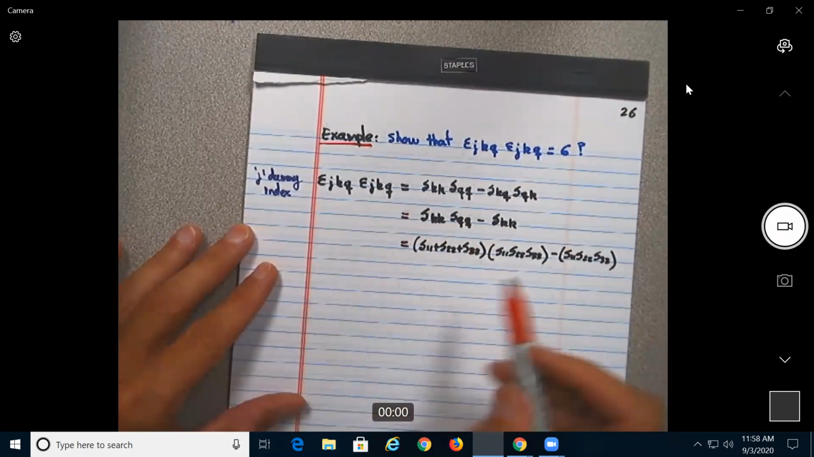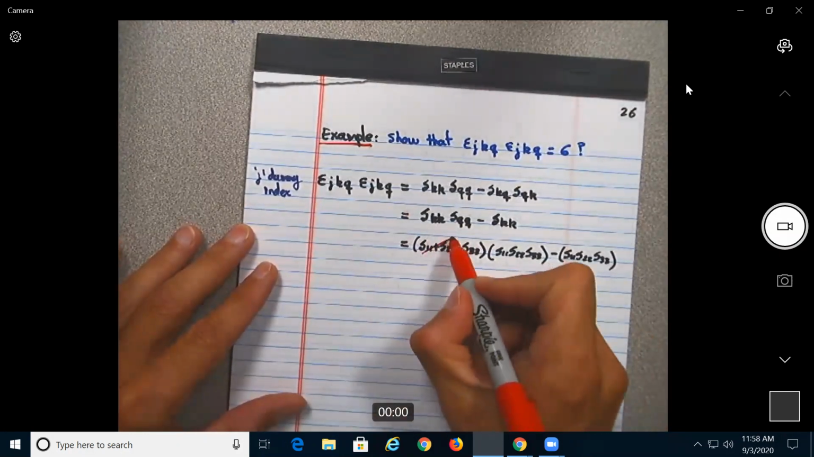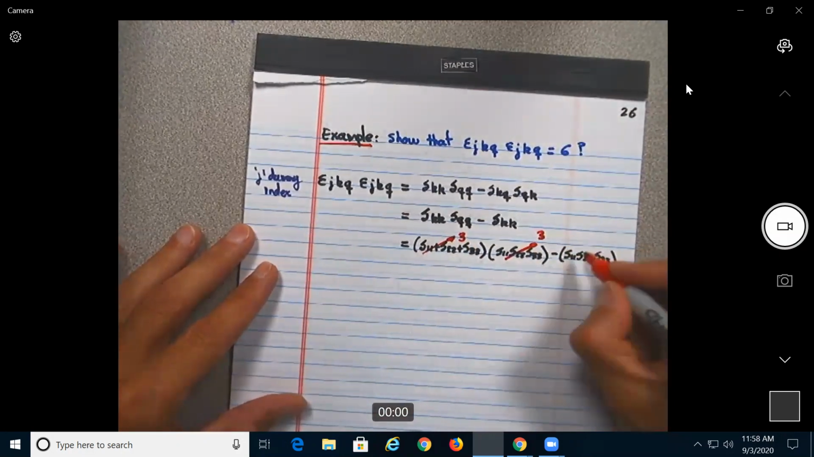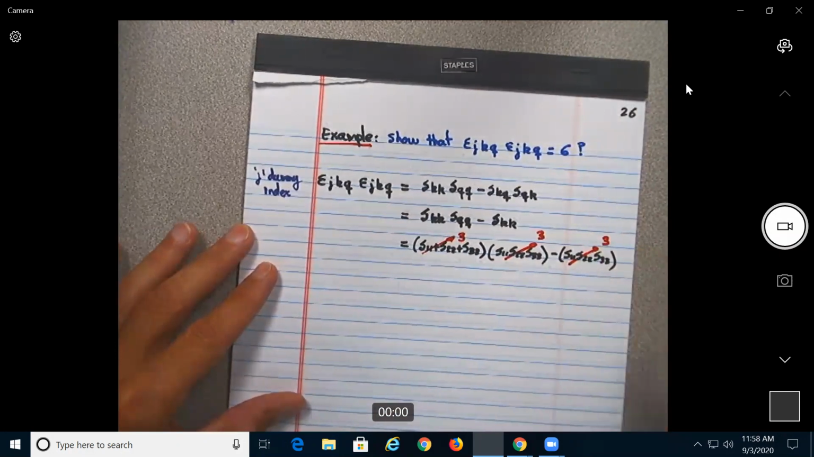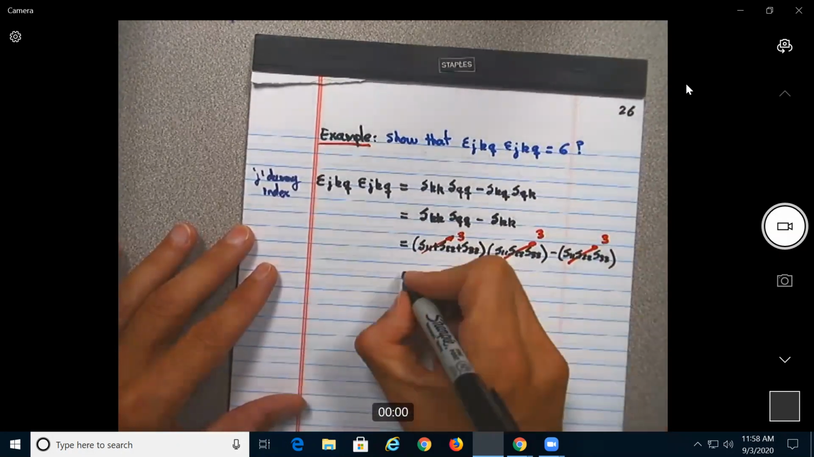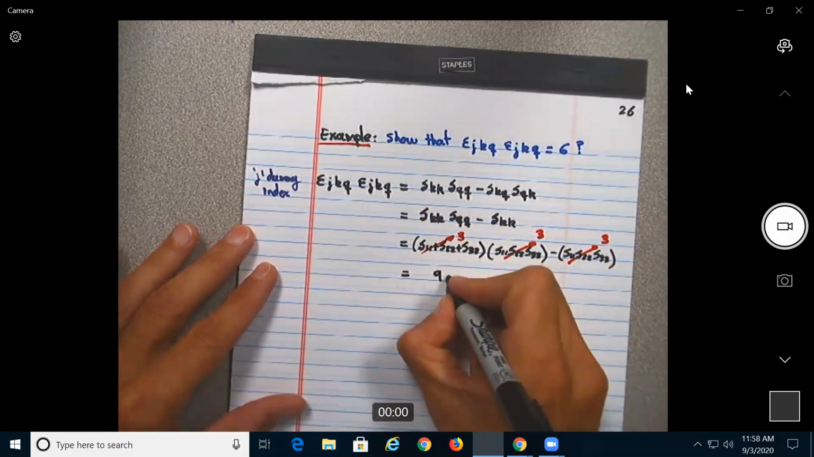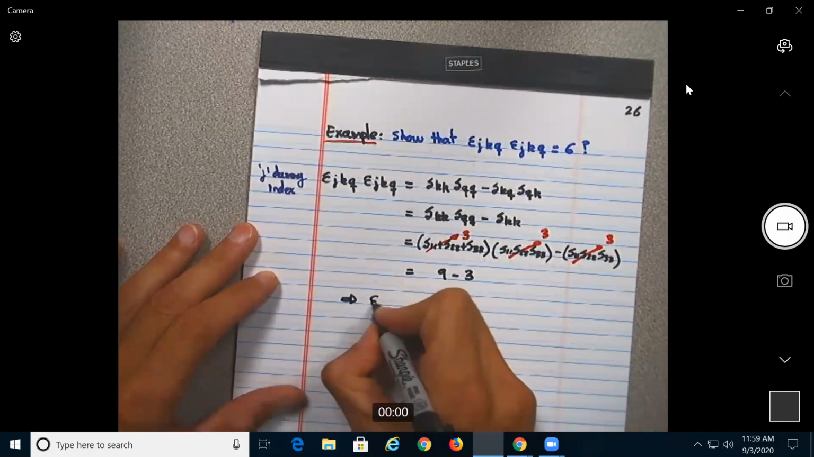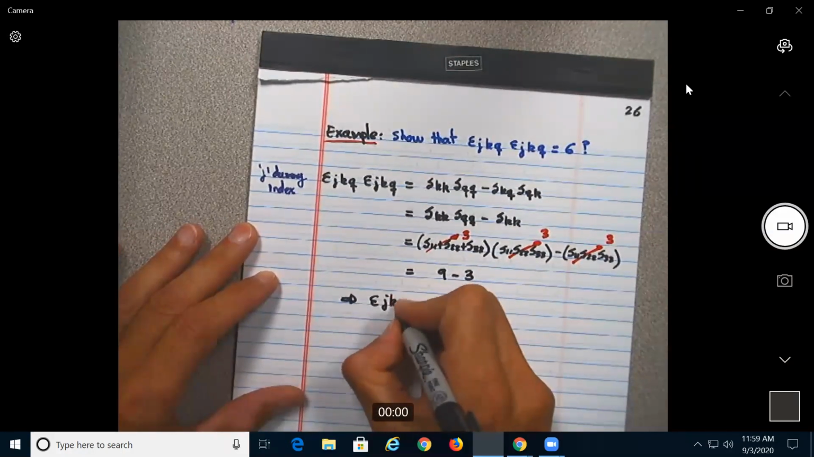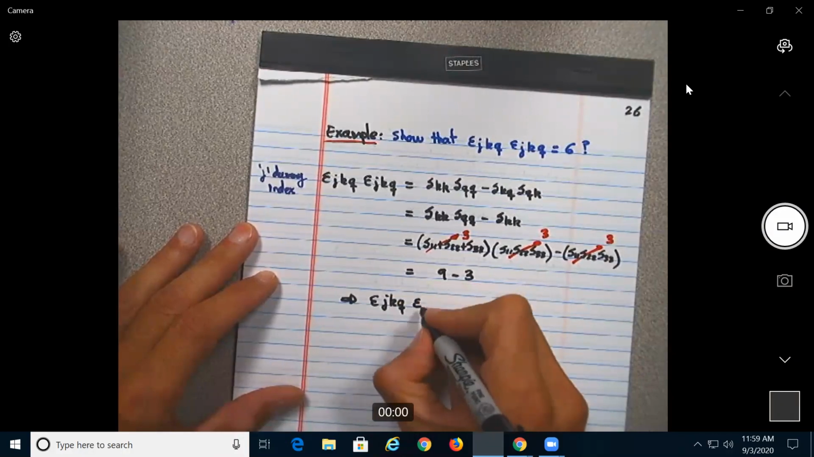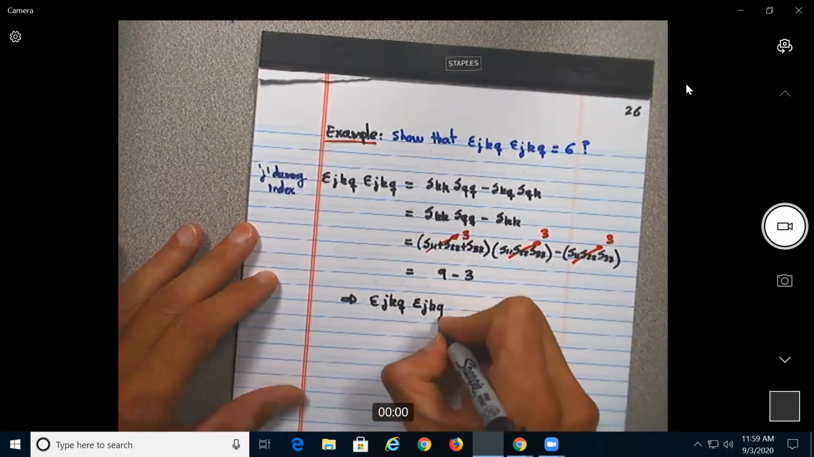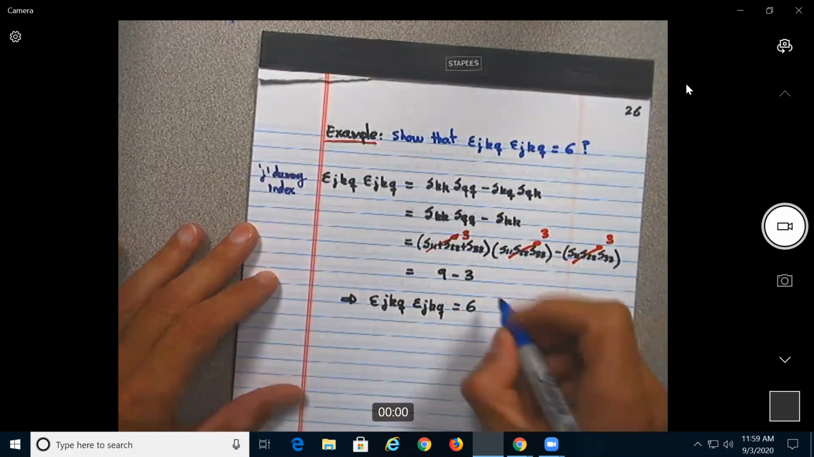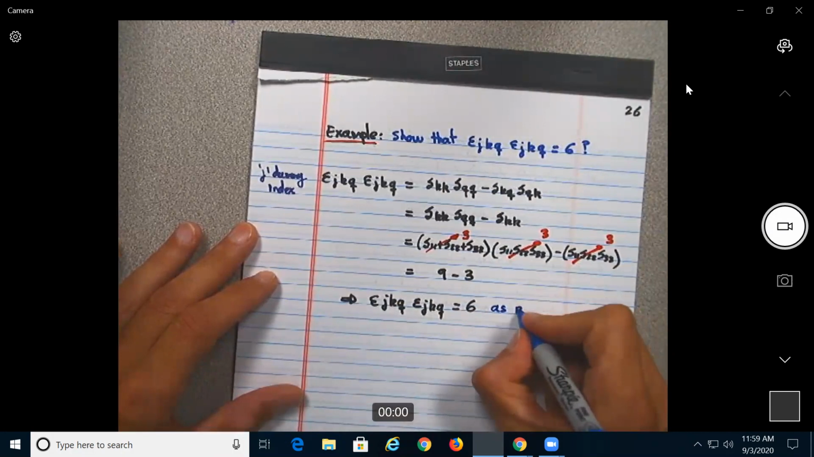Because we have 3 indexes, we know this would be equal to 3. So basically at the end, what you have, 9 minus 3, which is going to give us that epsilon JKQ epsilon JKQ is equal to 6, as requested.